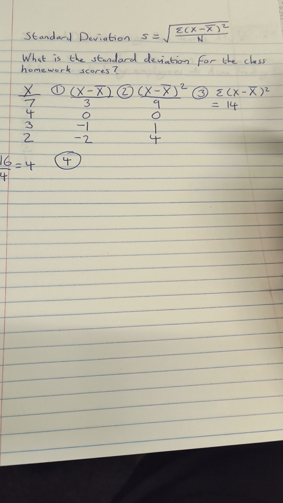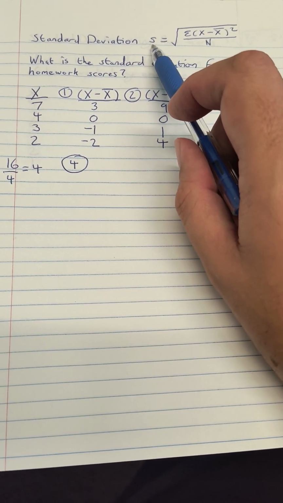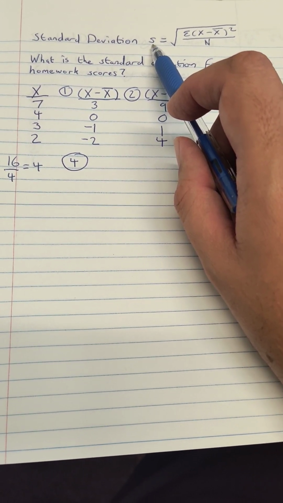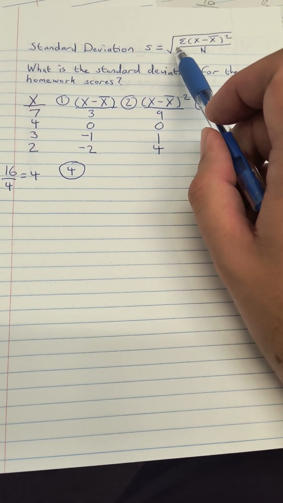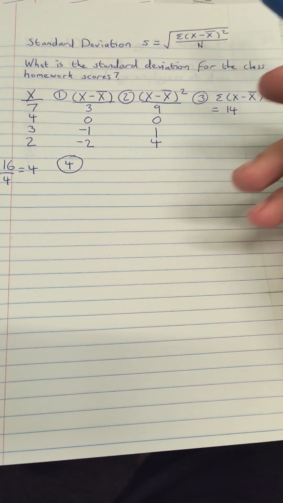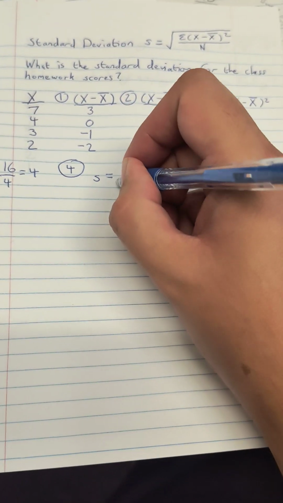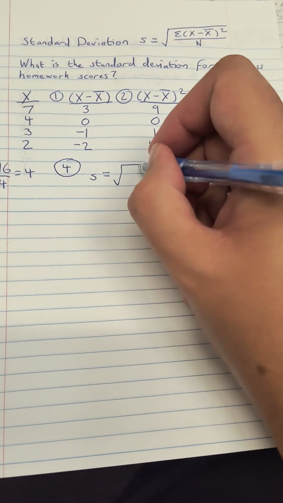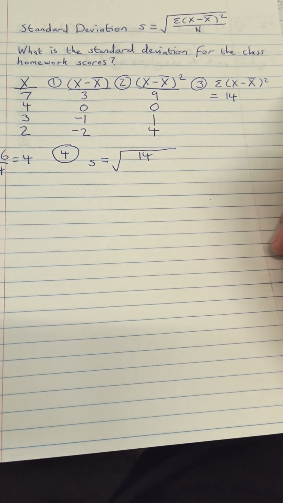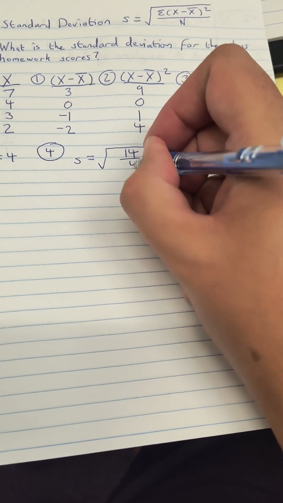Now, the only difference between the standard deviation formula and the variance formula is instead of solving for s squared, we're now solving for s, which represents the standard deviation. And so we're just going to take the variance formula and take the square root of it. So, solving for s for standard deviation, we're going to take the value from step 3, sum of x minus the mean squared, which was 14. We're going to divide that by 4.